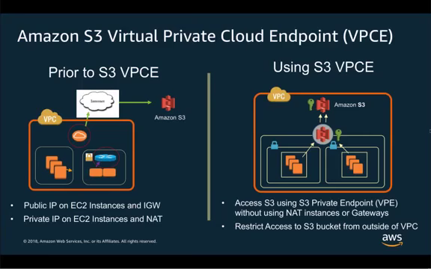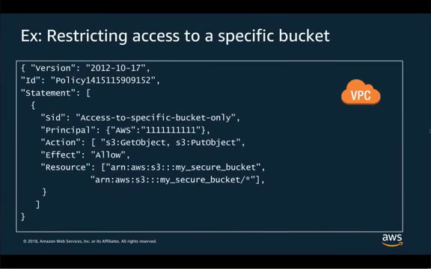Let's take a few examples. A VPC endpoint policy is an IAM resource policy that you attach to an endpoint when you create or modify the endpoint. If you do not attach a policy when you create an endpoint, we attach a default policy for you that allows full access to the service. An endpoint policy does not override or replace IAM user policies or S3 resource policies. It's a separate policy for controlling access from the endpoint to the specified service.